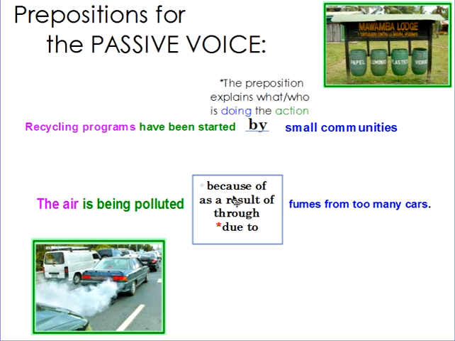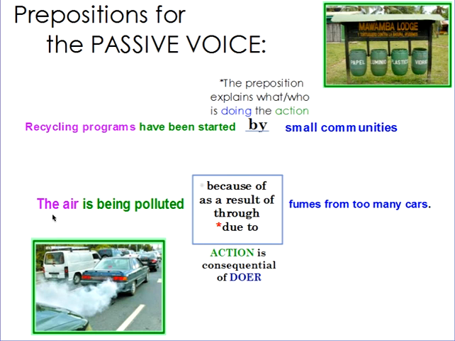Now, these are special, right? They're used the same way that by is used, but these are different because the action is consequential of the doer. So what does that mean? Well, think of it this way. The recycling programs have been started by small communities, right? But this action is not a consequence of the small communities. No, the recycling programs are not a consequence of small communities. No, because the small communities decide to make these programs.